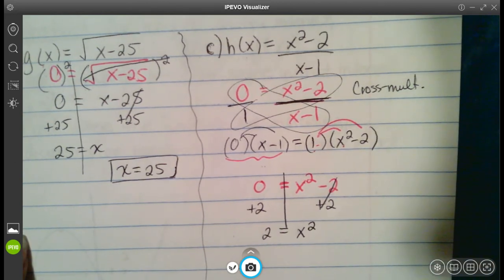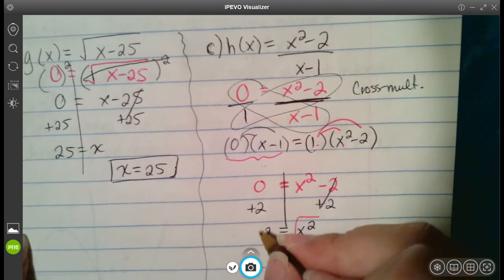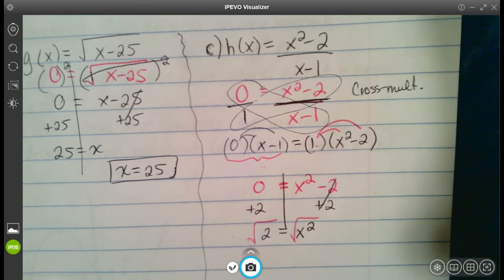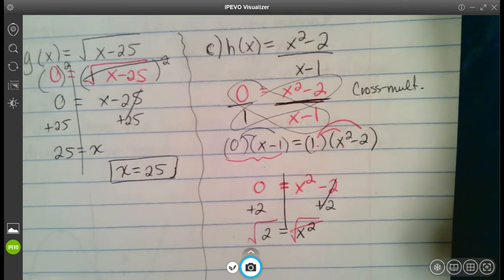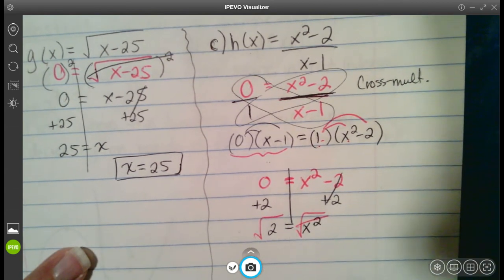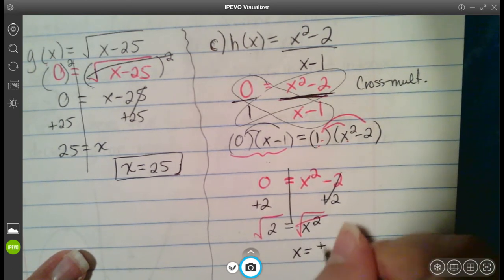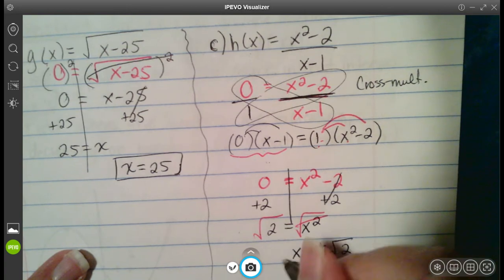And then just like the problem before, we're going to go ahead and square root. Oh, actually, no, opposite of what we did before. We're going to square root. But remember from a previous section that whenever you take the square root of something, you have to do the plus and minus. So in actuality, we have x is equal to plus or minus the square root of 2.